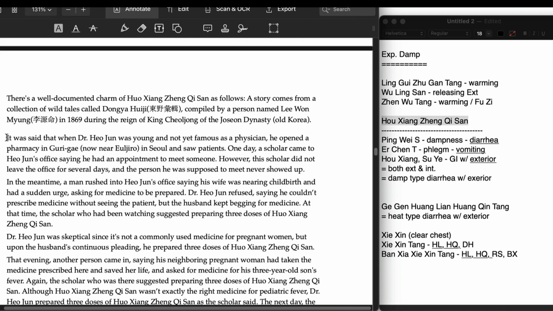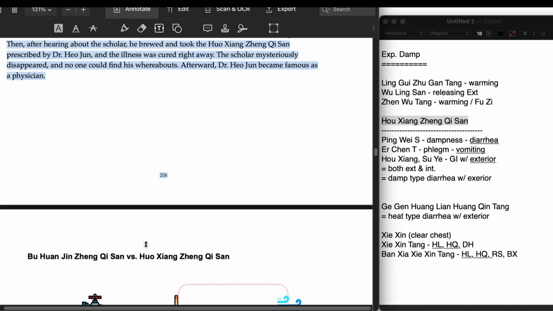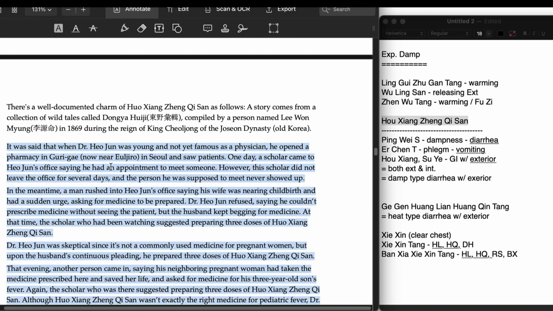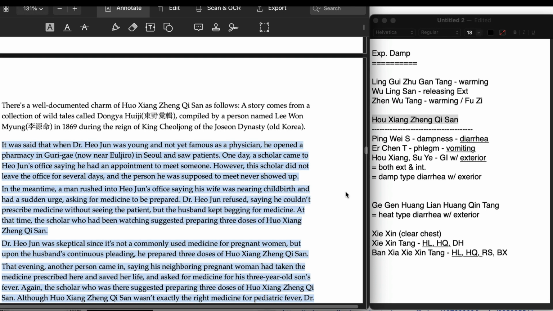And this is a story in Korean history. Not actual history, this is a legend. It was said that when Dr. Heo Jun was young and not yet famous as a physician, he opened a pharmacy in Guri-gai, now near Yuljiro, in Seoul, and saw patients.